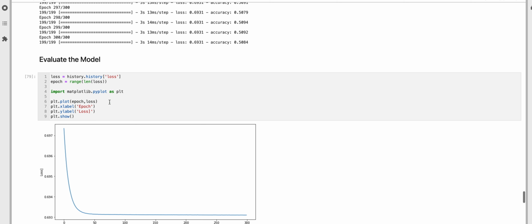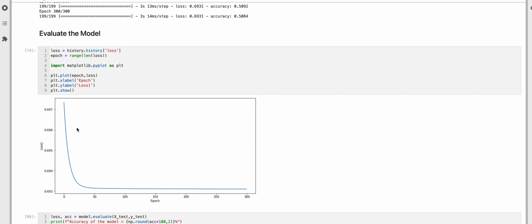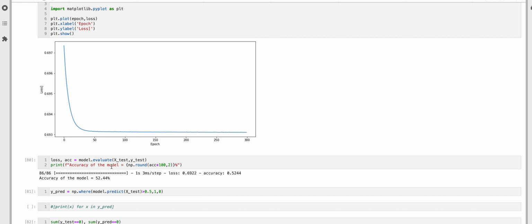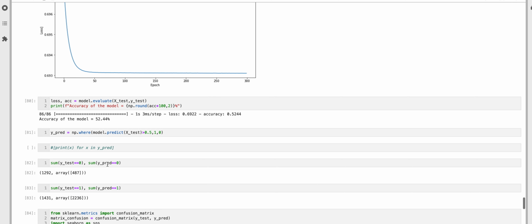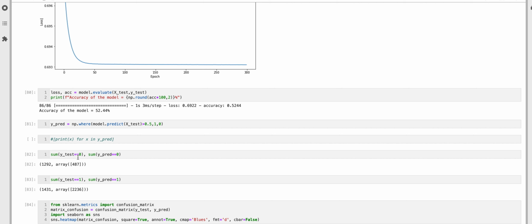Next, we will plot the loss versus the epochs. You can see the model is able to learn from the training data as the loss reduces with the epoch. Next, we compute the accuracy, which is about 52%, and we also compare the test label and the prediction.